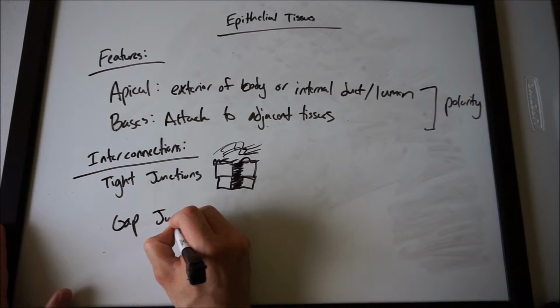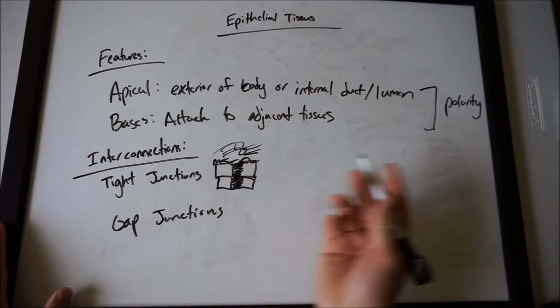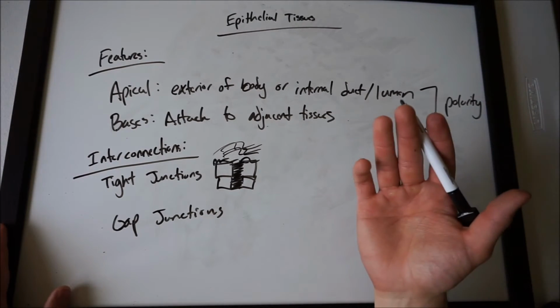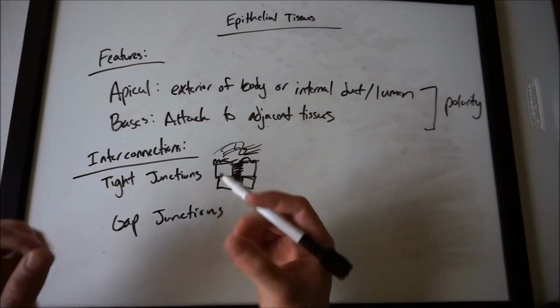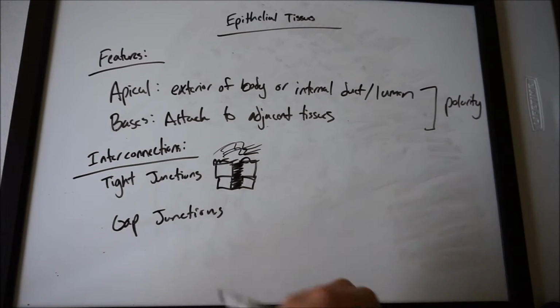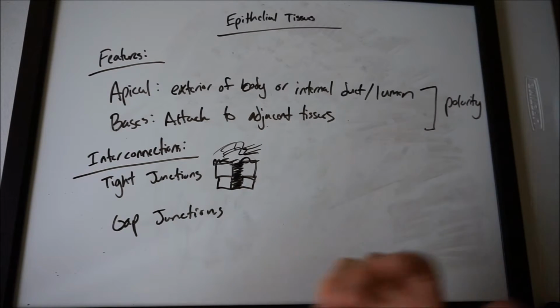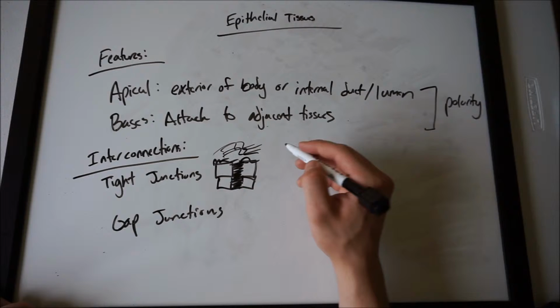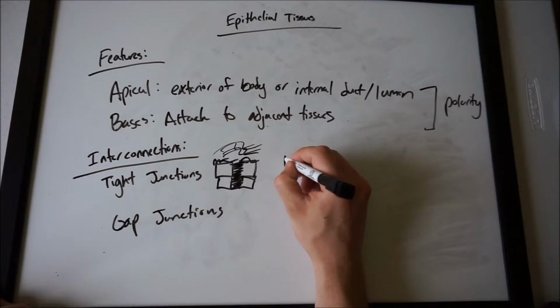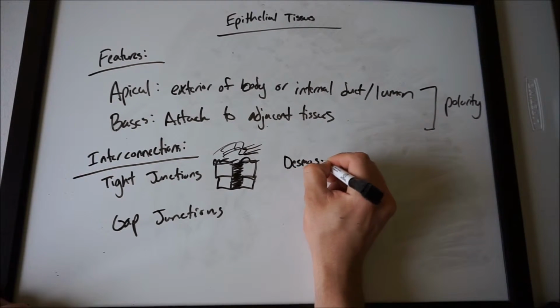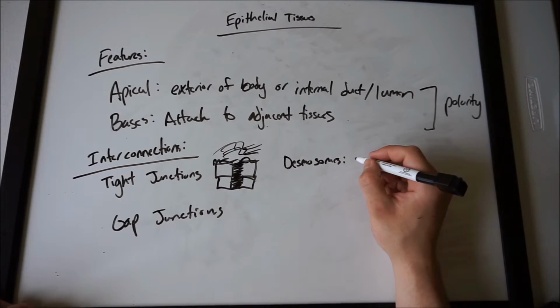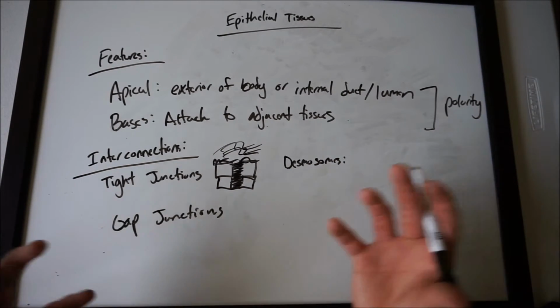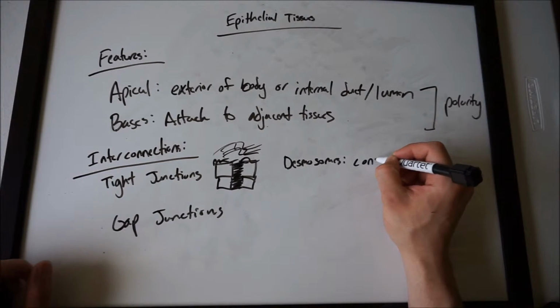Gap junctions. These allow cells to communicate, and basically they're like little channels that allow ions to be interchanged. It's a way of cells to communicate with each other. This is especially important in digestive tracts, endocrine glands, because they all need to work together. Desmosomes interlock adjacent cells very tightly by connecting the cytoskeletons.